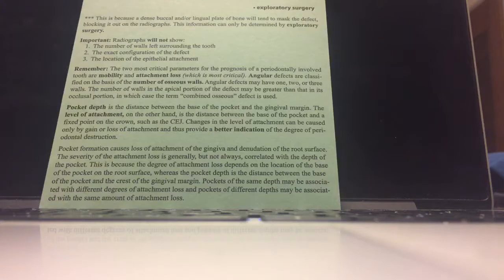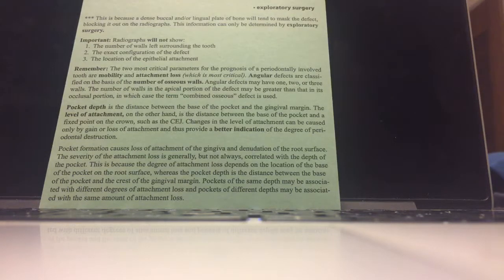Important: radiographs will not show the number of walls left surrounding the tooth, will not show the exact configuration of the defect, and will not show the location of the epithelial attachment. Remember, the two most critical parameters for the prognosis of a periodontally involved tooth are mobility and attachment loss, of which the most crucial is the attachment loss.